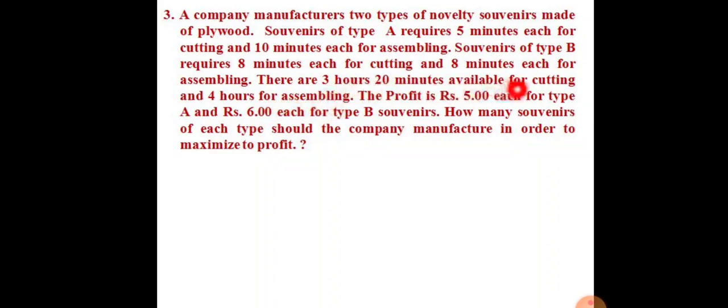See, for cutting we have different hours, for assembling also we have different hours. 5 rupees of profit for each of type A and 6 rupees each for type B. How many souvenirs of each type should the company manufacture in order to maximize profit? Here also we have to find the maximum value. Here also the given data is in terms of minutes, so that's why you have to convert these two also in terms of minutes. Okay, so try this one.